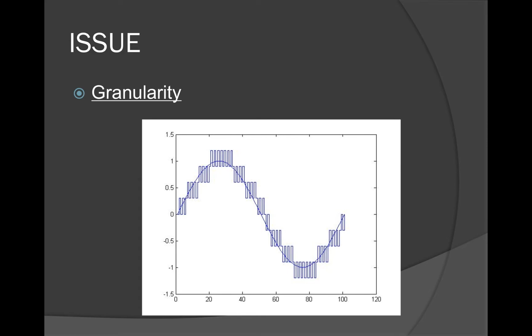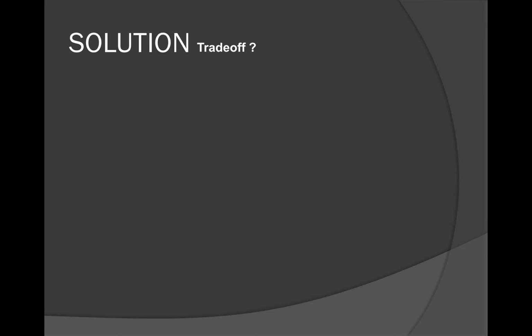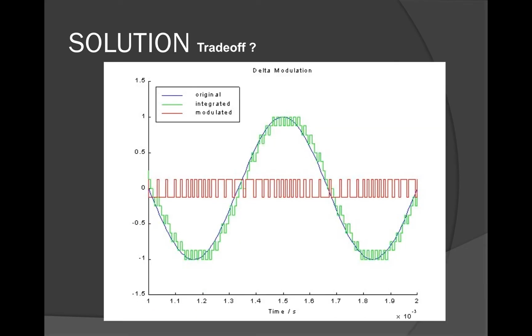If step size is too large, we will have granularity. Granularity is quantizing noise when step size is too large. To get a solution, we have to trade off between slope overload and granularity to find the ultimate step size. We can get bit error with step size and find the one which gives the lowest bit error. Another method is adaptive delta modulation. Its step size is a function of previous step size and accumulator value. Adaptive delta modulation is beyond the scope of this project.